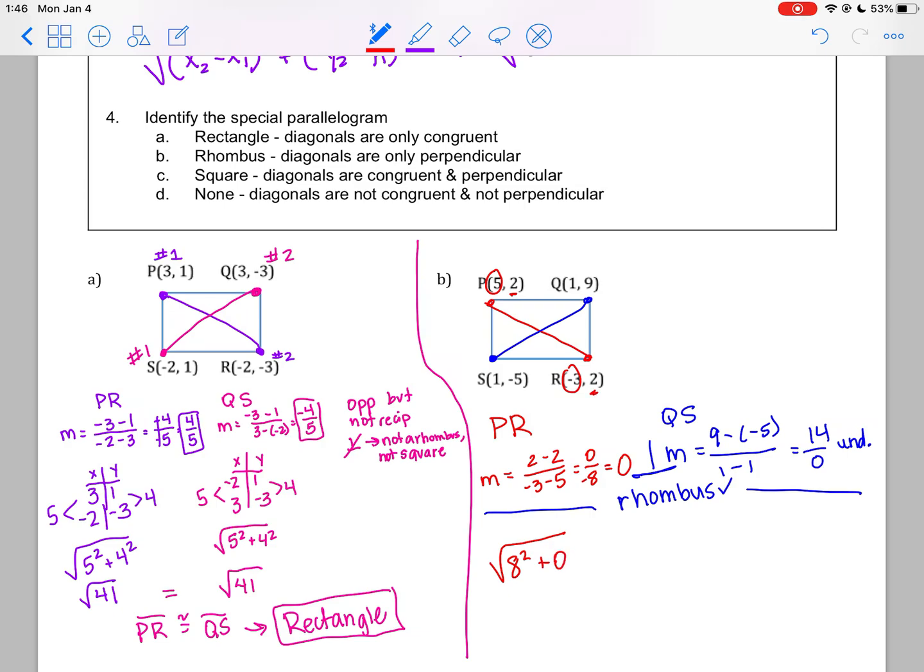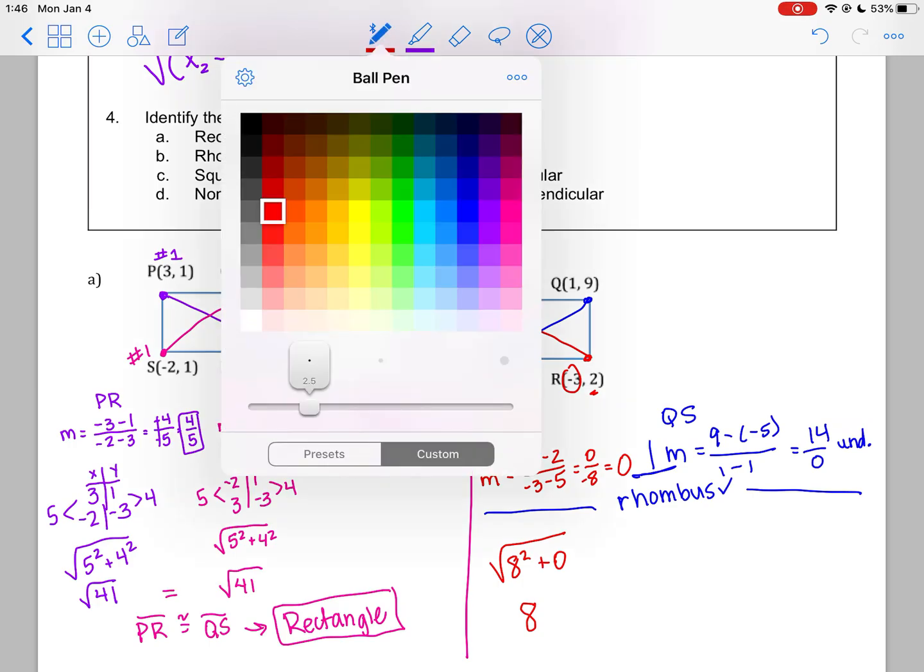And then from 2 to 2, that is 0 units. So this will be the square root of 8 squared, which remember, those are inverse operations. So if one of your numbers cancels out, it's just the length between the other two. So the length of PR is 8 units.